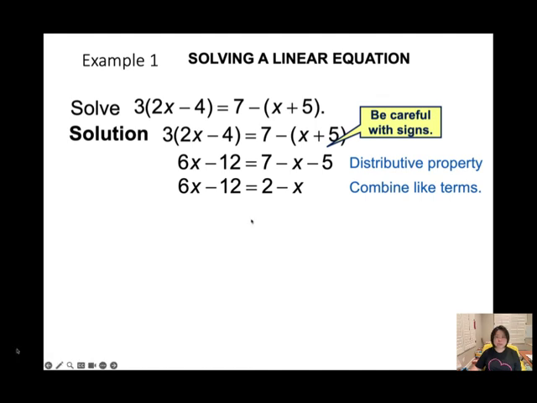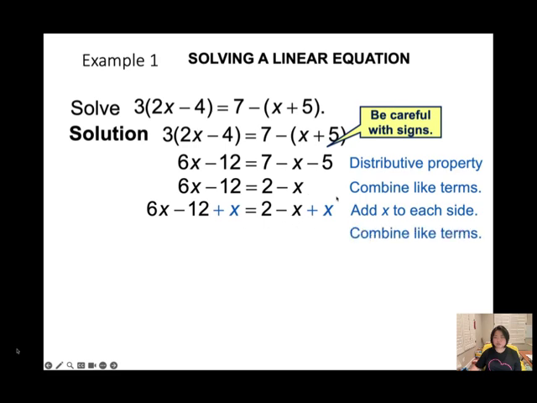Now we want to isolate the x. Okay, so we have a 6x here. We have the negative x here. So we're going to add x to both sides. And then combine the like terms here. That will be 7x minus 12. This one cancels out, only left with the 2.